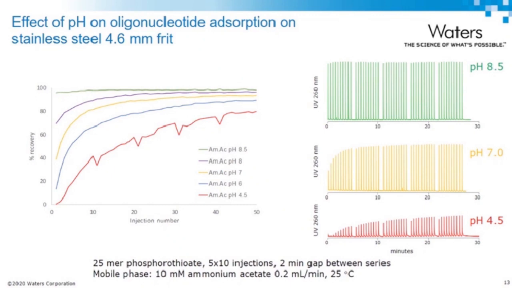If I move to the same mobile phase, the same concentration, and just adjust the pH to 7, that's the yellow or orange chromatogram, you can see that the recovery improves. And when I move to pH 8.5, the green chromatogram, the recovery is almost complete. This is the good news. There are conditions that you can use to alleviate the effect of non-specific adsorption.